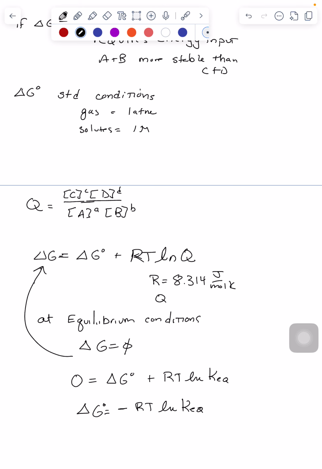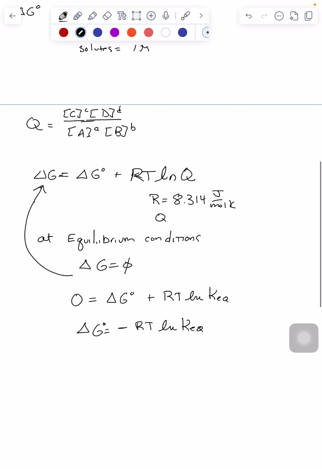Now, in biochemistry, the conditions that are given for standard conditions in most of chemistry aren't really relevant. So in biochemistry, we have slightly different standard conditions. And when we're talking about that delta G, we call it delta G naught prime. So this is the standard free energy for biochemistry conditions.